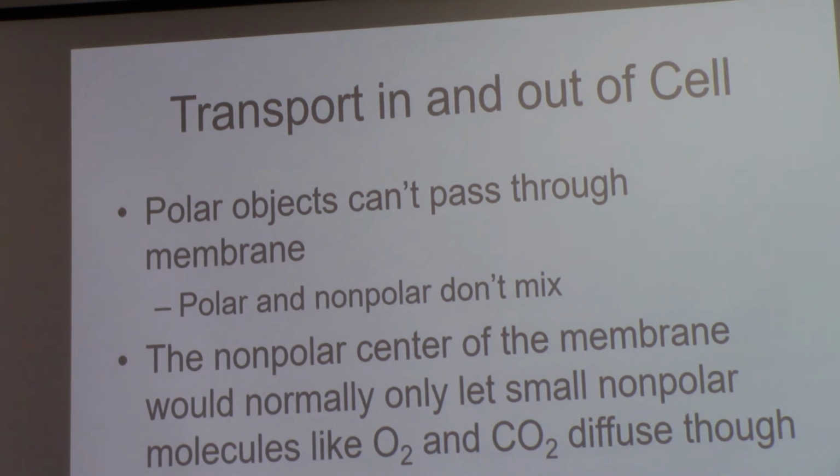But small molecules like oxygen and carbon dioxide, which are also nonpolar, will slide through the membrane and get into the cell. And that's a good thing because we need oxygen to move without resistance into the cell to help provide energy through cellular respiration. And we also need carbon dioxide to move out easily because it's a waste product. However, there are some things that need to get into our cell that are just too big and polar. And how do they get in?